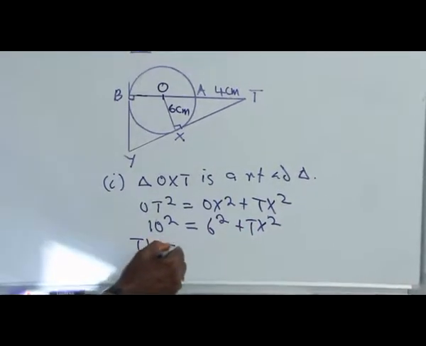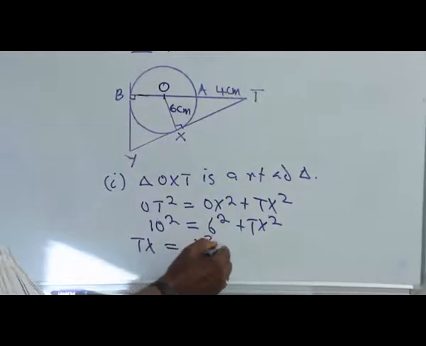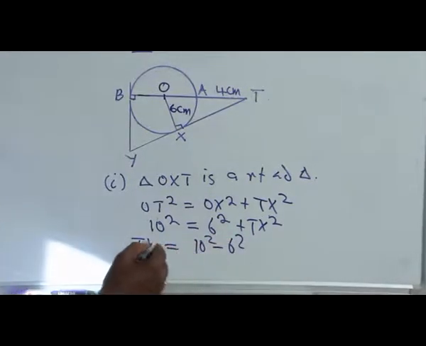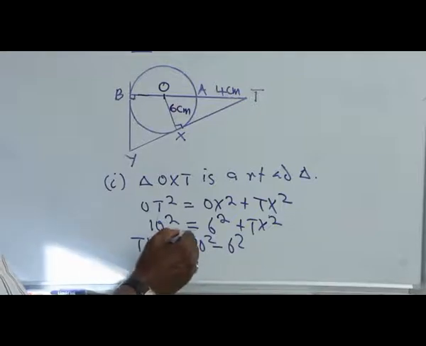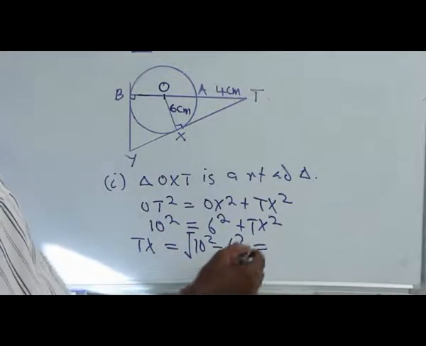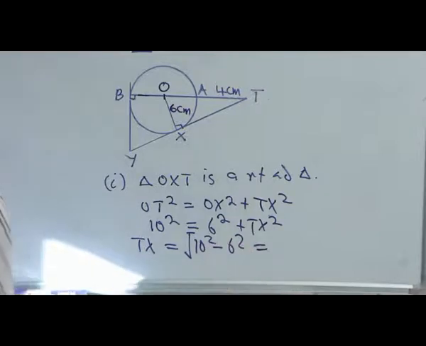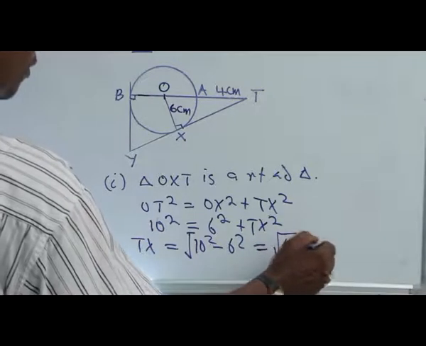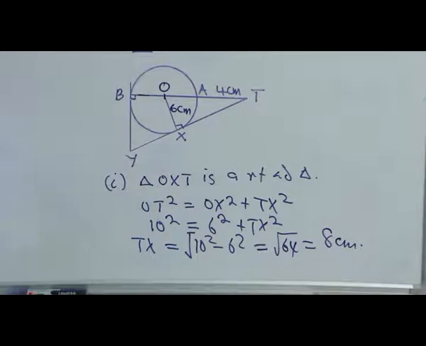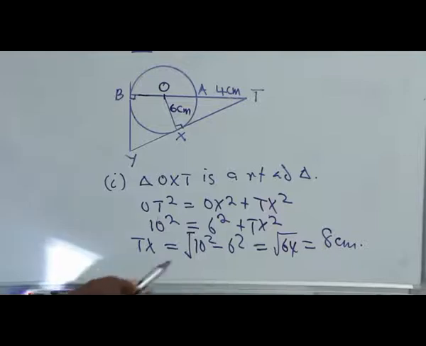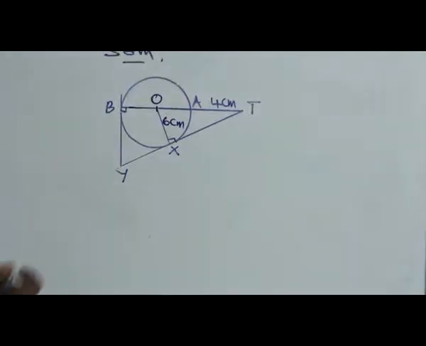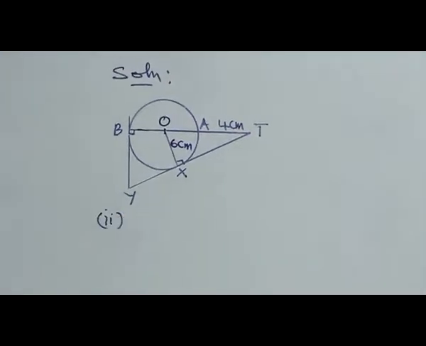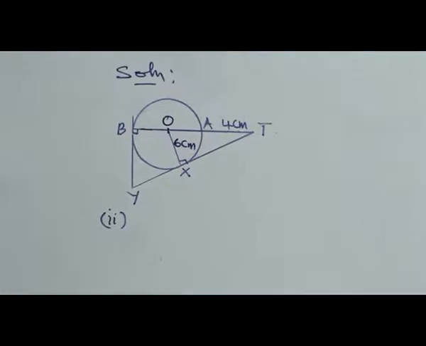Therefore, our TS will be equal to 10 squared minus 6 squared under square root. So this will be equal to 100 minus 36 is equal to 64, and then the square root of 64 is equal to 8 centimeters. So the first value is the value for TS, and is equal to 8 centimeters. For the second part, that is looking for the value of SY.